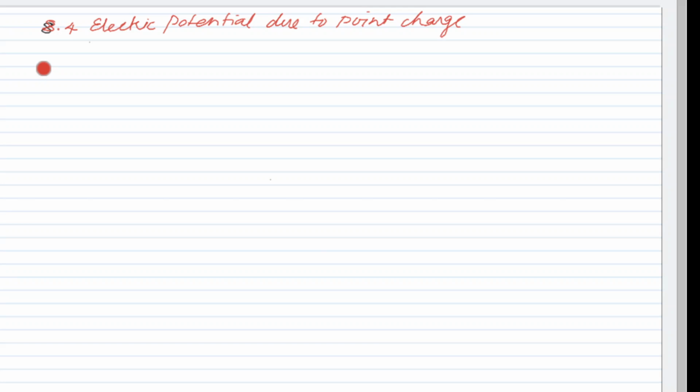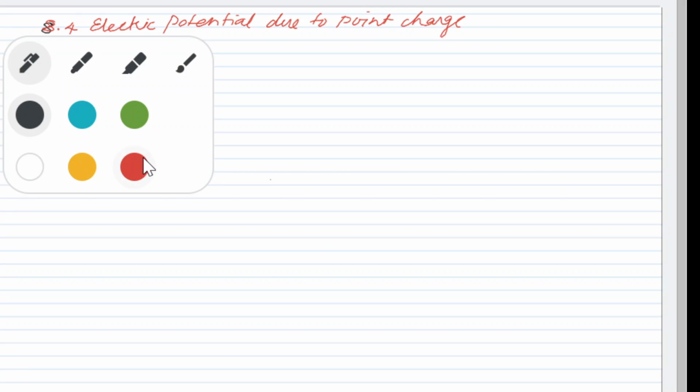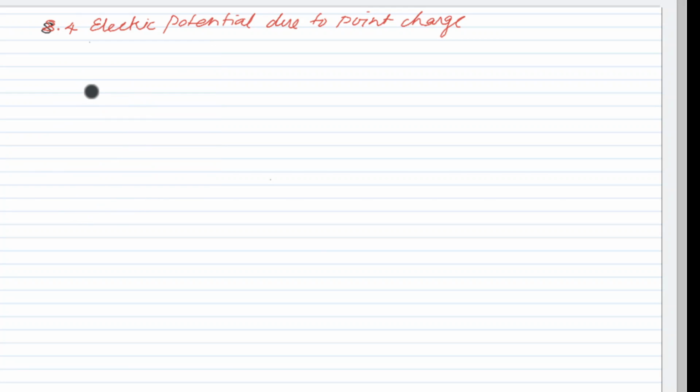and today we are going to discuss topic 8.4, electric potential due to a point charge. Now let us consider here a point charge. At position O, this is Q, a point charge, and there is an electric field due to this charge. Now let us consider another point here, A, situated at distance r from the point charge.